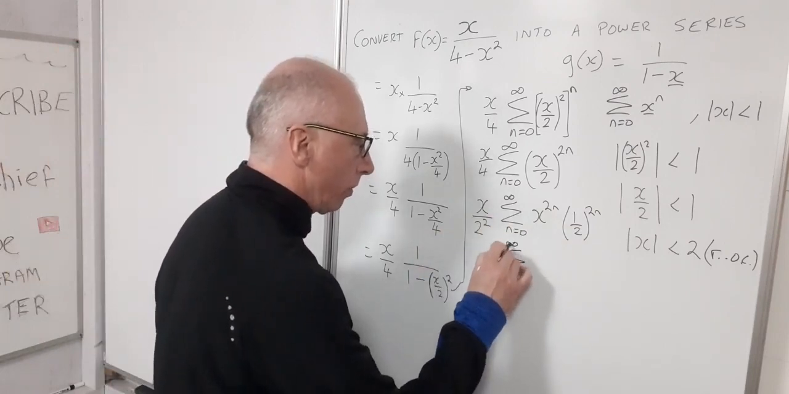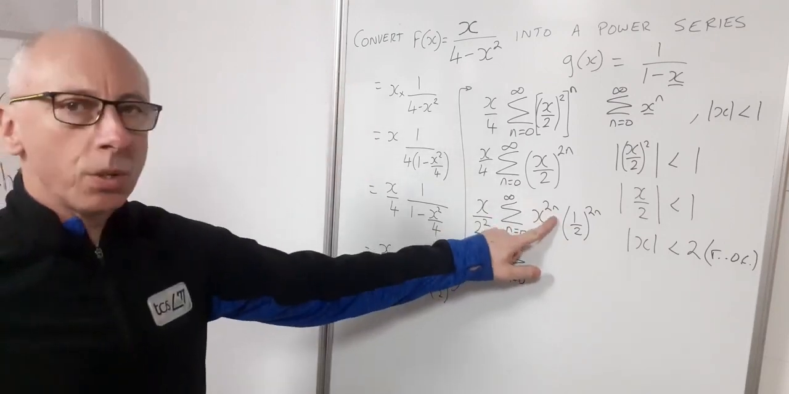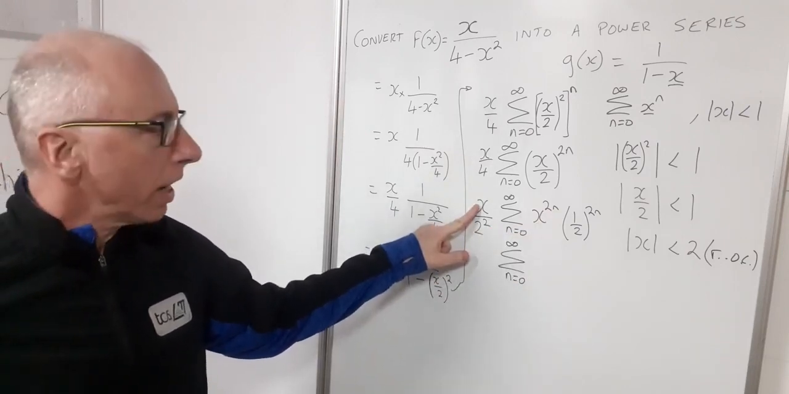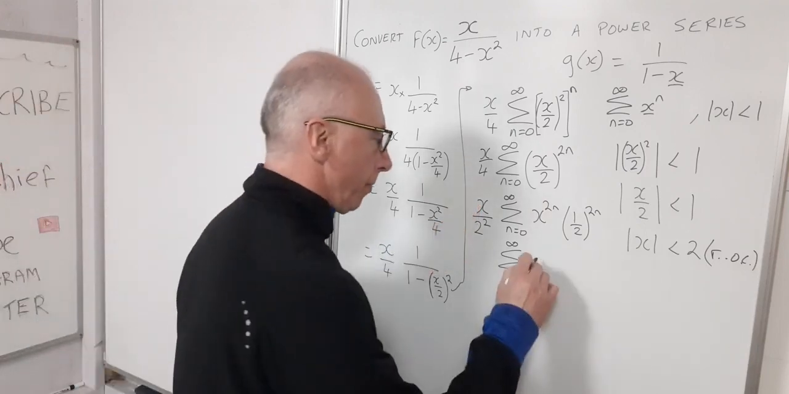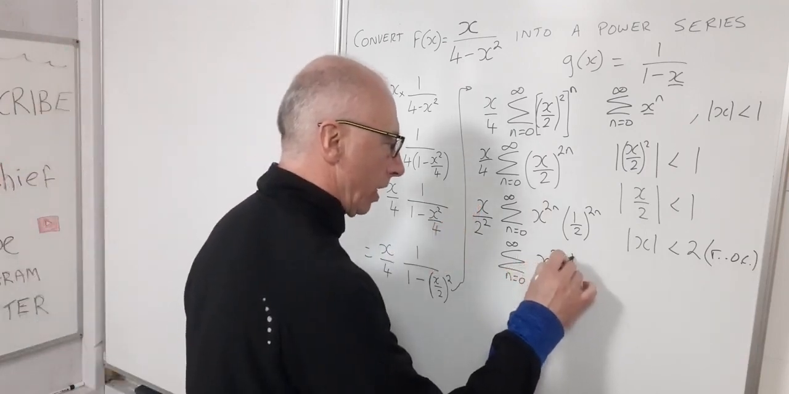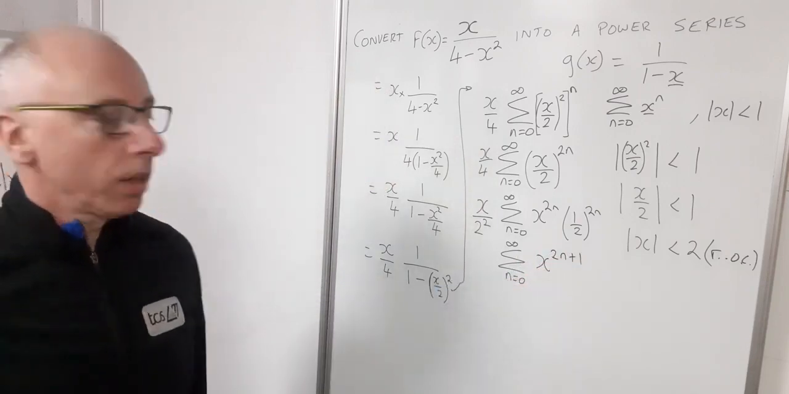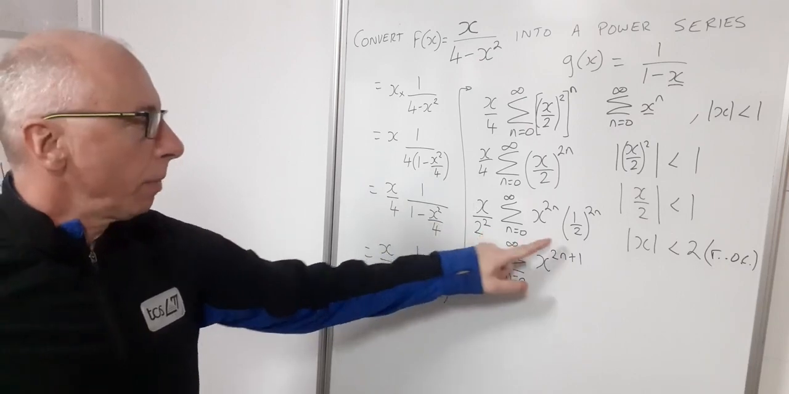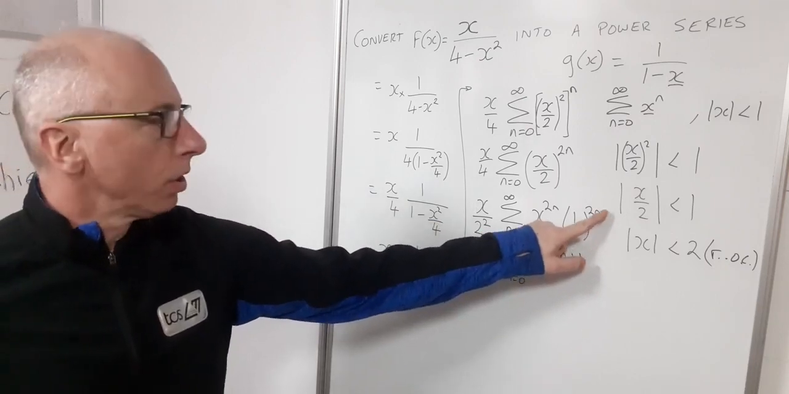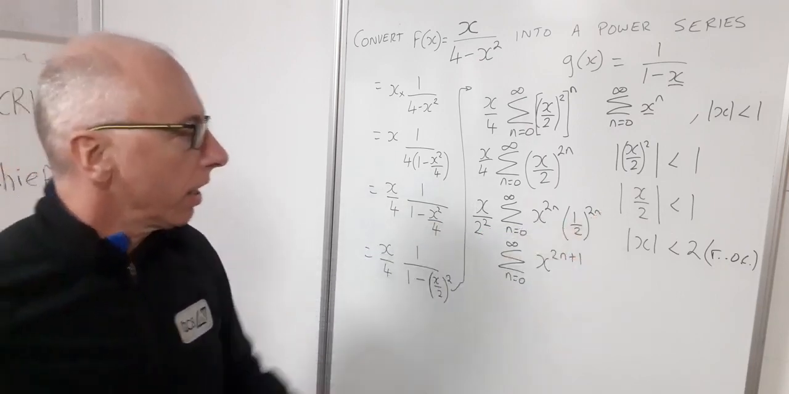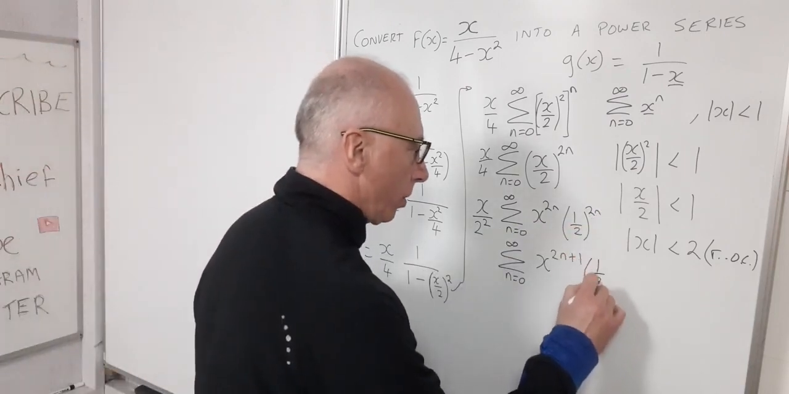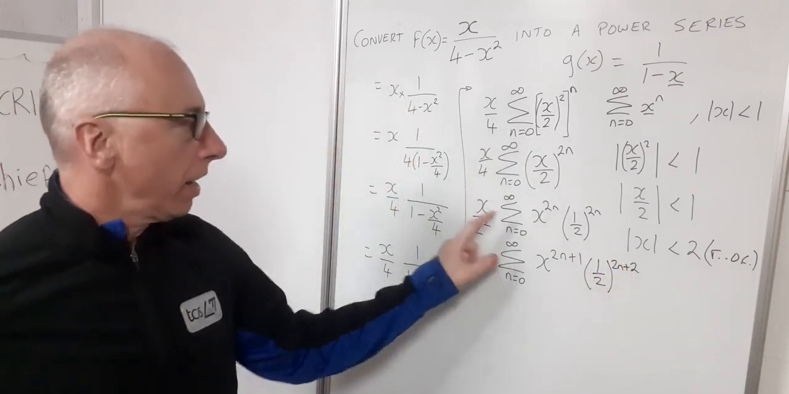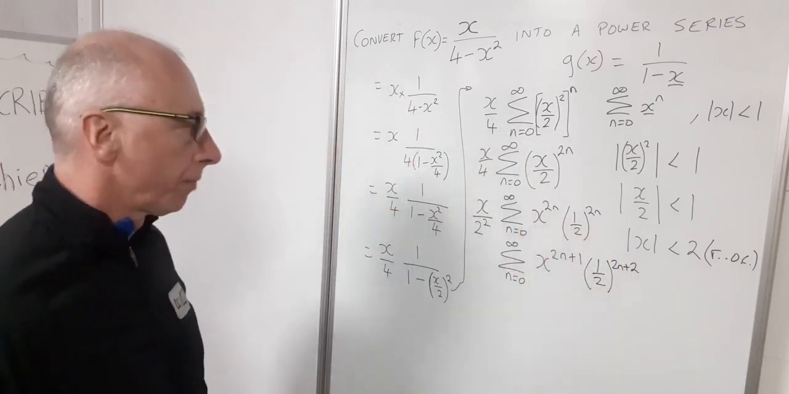So n equals 0 to infinity. Now x to the 2n and another x here, that's just going to be x to the 2n times x. So that's x to the 2n plus 1. So that will take care of that x term. And now basically we've got 1 over 2 squared. So we could add another 2 to this index here. So now we've got 1 over 2 to the 2n plus 2. Then that's everything inside the summation.